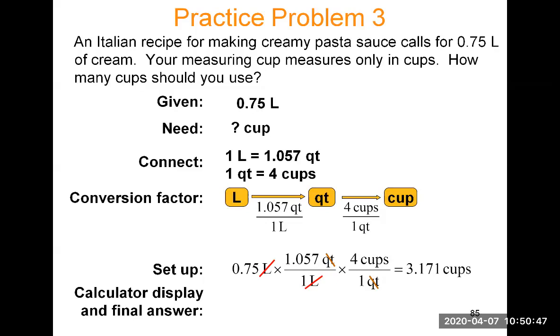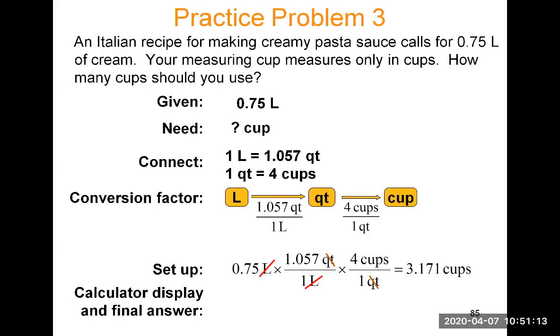So now in the calculator, you will type 0.75 times 1.057 times 4. Here, the denominators are all 1, so you can ignore that because dividing by 1 is going to give you the same answer. So the calculator answer is 3.171 cups.